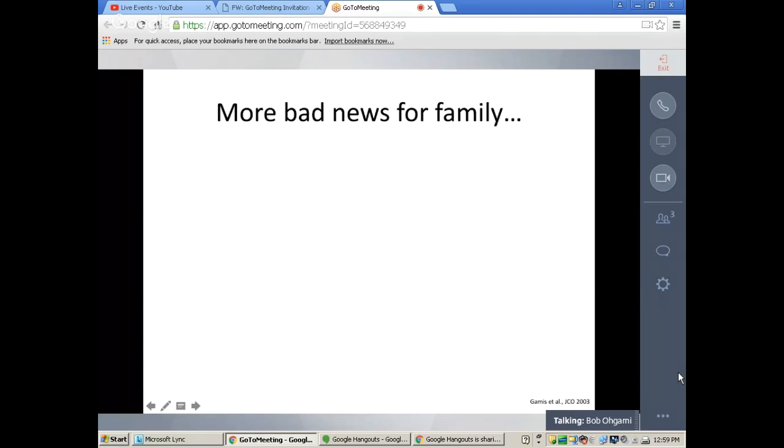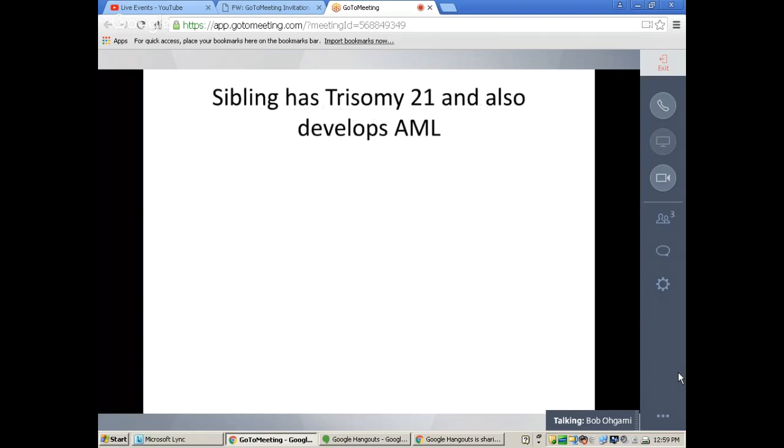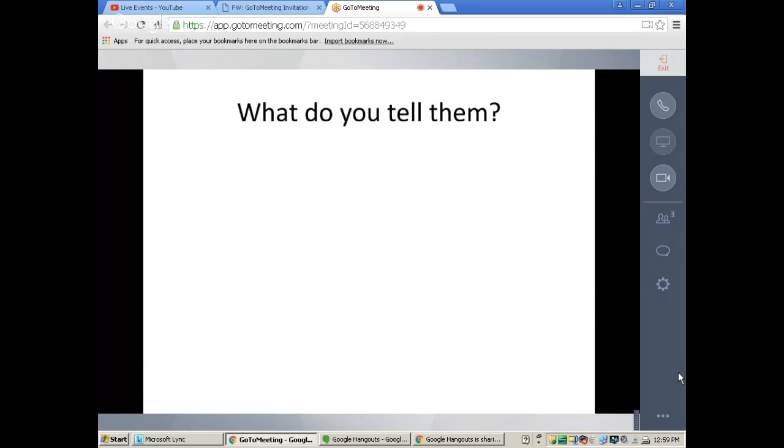And so this is going to develop this case a little more. There's more bad news for the family to continue this scenario. A sibling comes in from this family that has trisomy 21 and also develops AML. And this sibling is 12 years old, right? I just gave you some information to be able to use here. So what do you tell them? This is a 12-year-old, has AML, has a history of Down syndrome. What are you going to call this? What are you going to tell the patient?